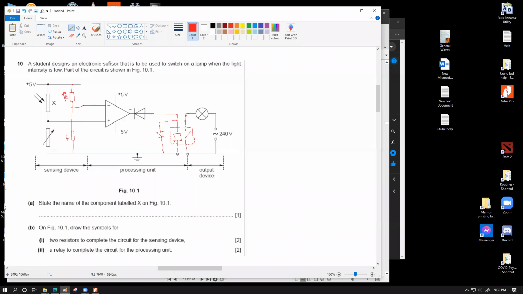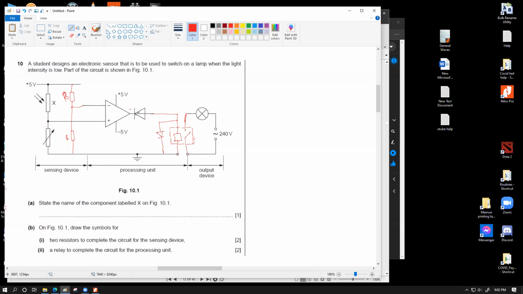A student designs an electronic sensor that is to be used to switch on a lamp when the light intensity is low. Part of the circuit is shown in figure 10.1. So I want to turn on this lamp, so I drew a relay. This is my solenoid coil. This is the switch, and this rectangle represents the relay box.